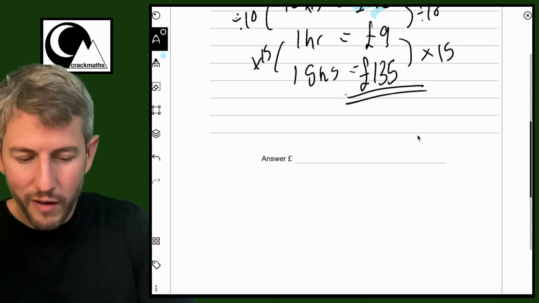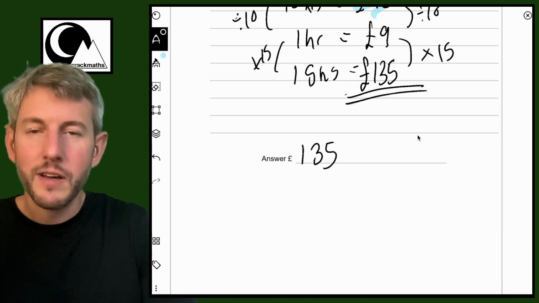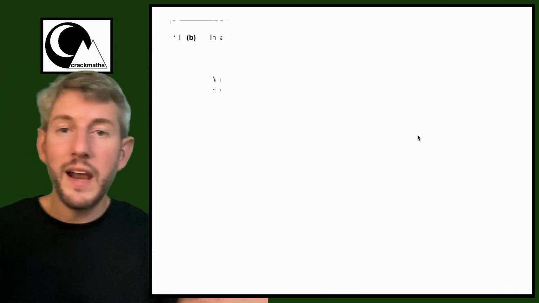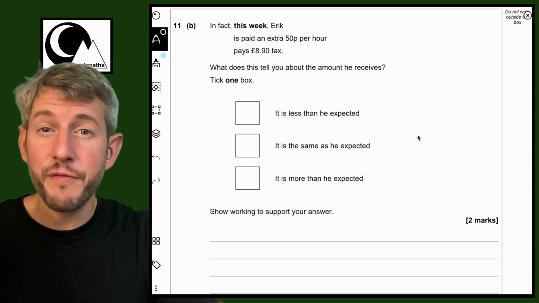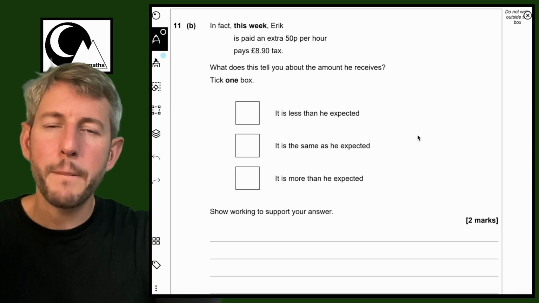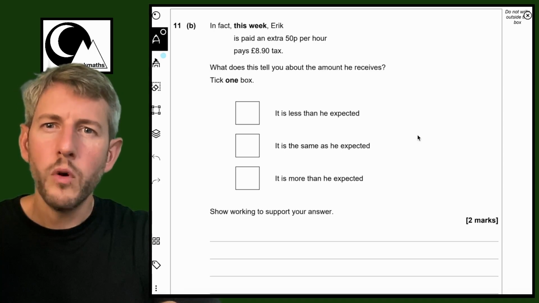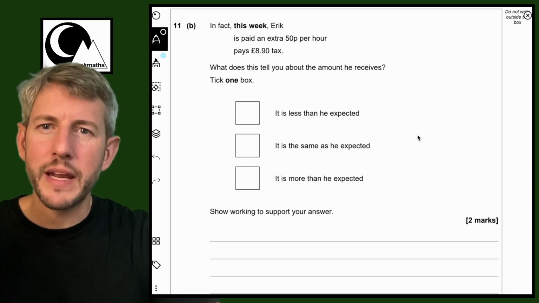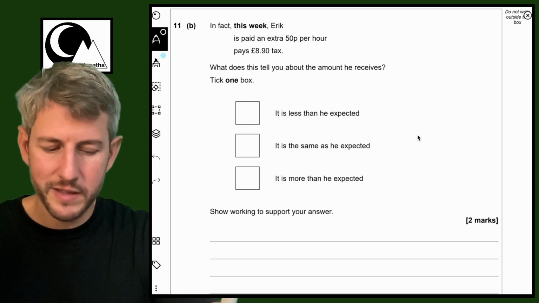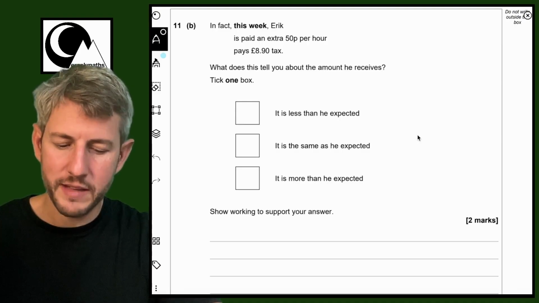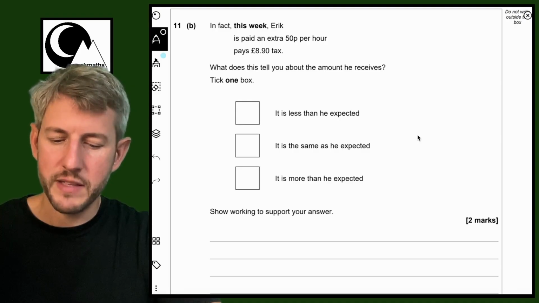Let's have a look at part B. Oh, 1 second. Let's write our answer in the right place first and then have a look at part B. So here we go. 11B says, in fact, this week, Eric is paid an extra 50p per hour and pays £8.90 tax. What does this tell you about the amount he receives? Tick one box. It is less than he expected. It is the same as he expected. It is more than he expected.